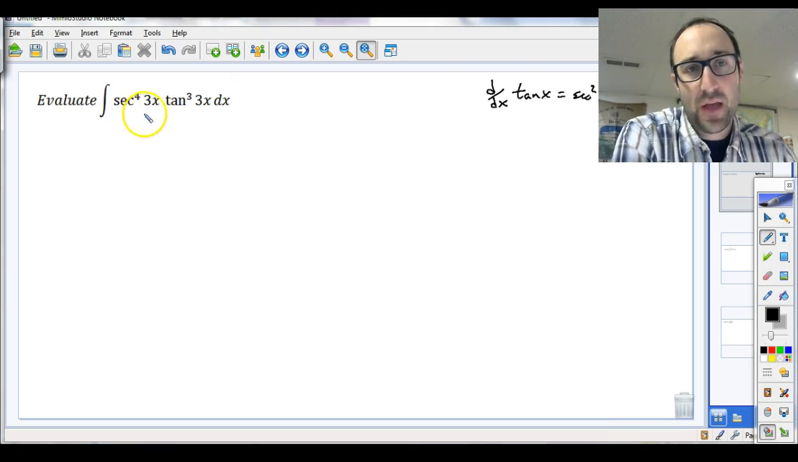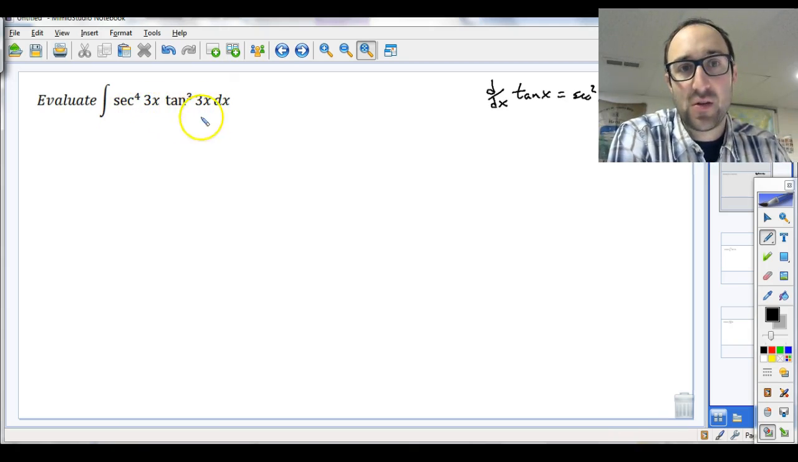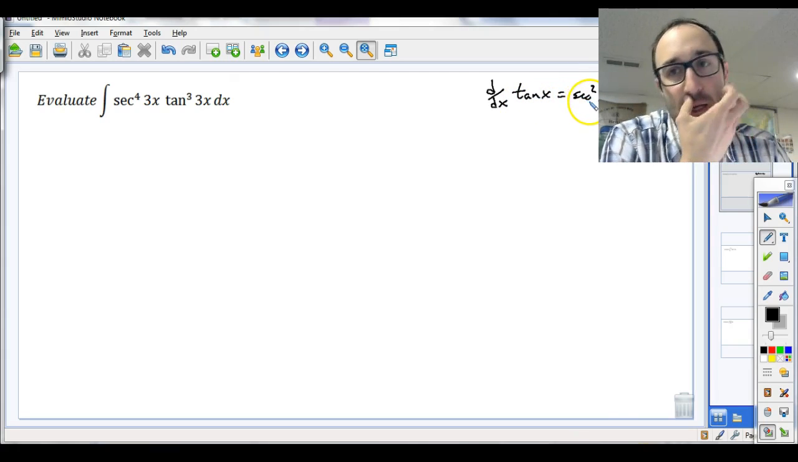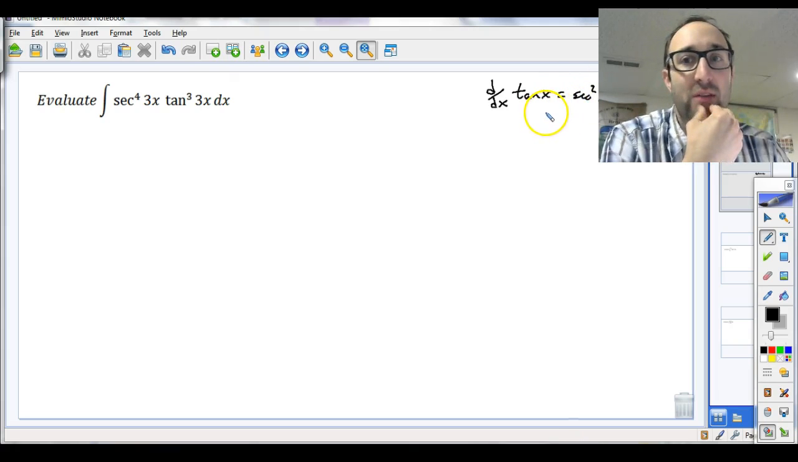So you think, okay, am I going to have secant or am I going to have tangent as my u? Well, I know that the derivative of tangent x equals secant squared. So I think, what could I do? Do I want to do it this way, or do I want to have secant tangent as my du?